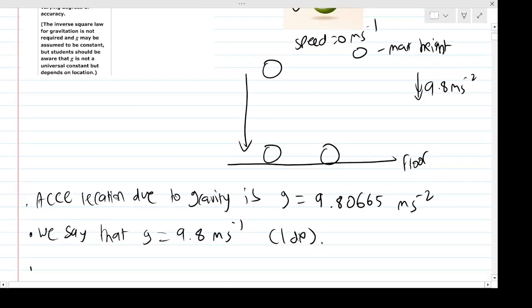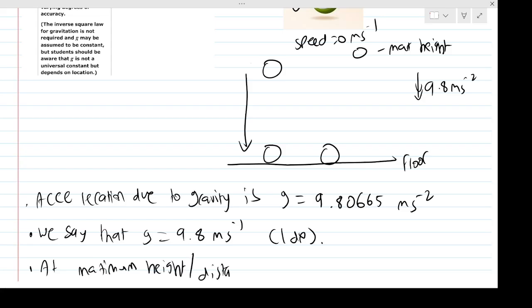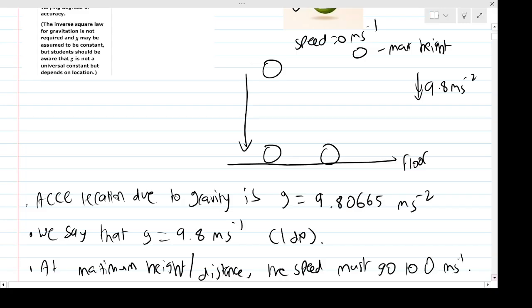So I'm going to say at the maximum height or distance, the speed must go to 0. Okay, so we will be considering that as well. So the maximum height that things can go up in the air before they come back down. Again, like a football, if you kick it up in the air, it will have to come down. What's the highest point it can go in the air? Okay, so let's have a look at some examples.